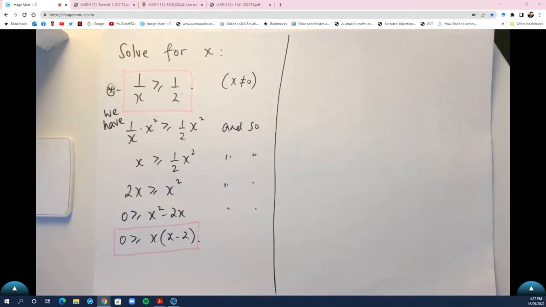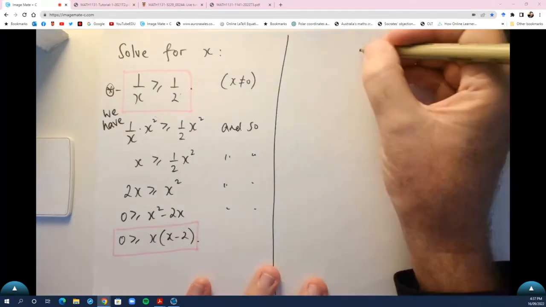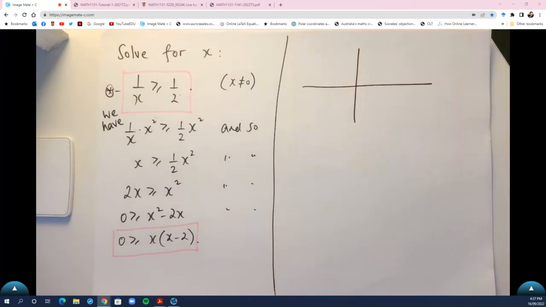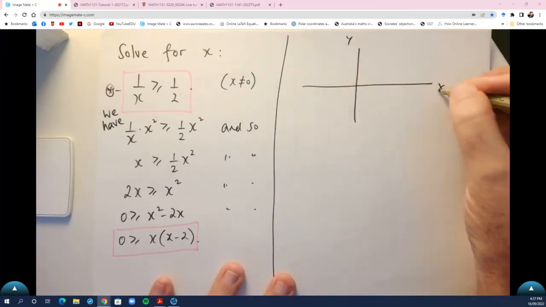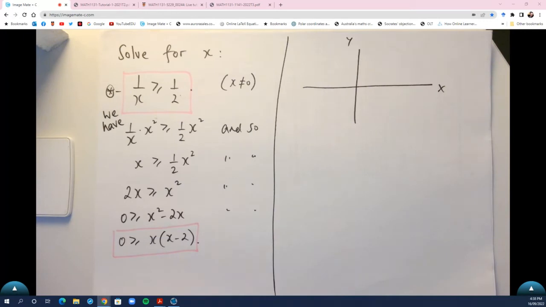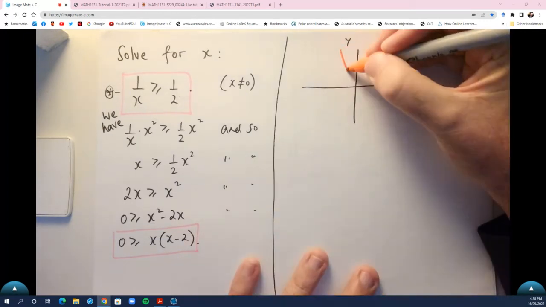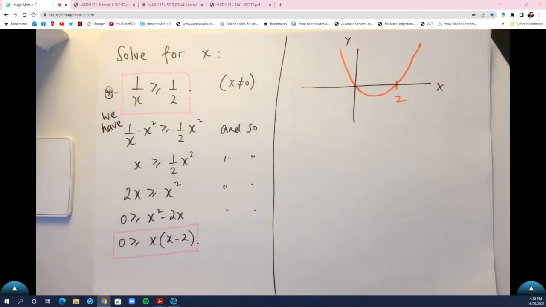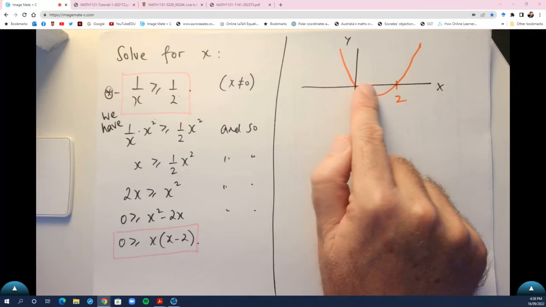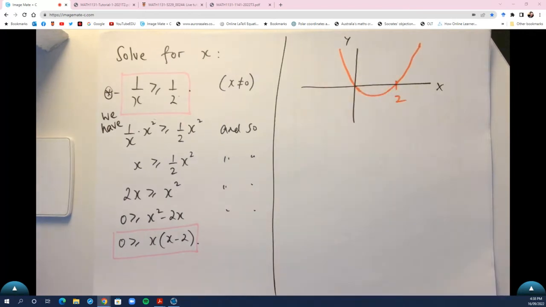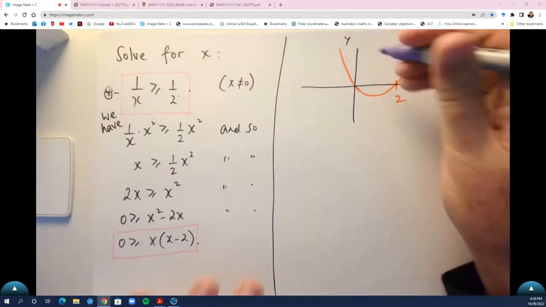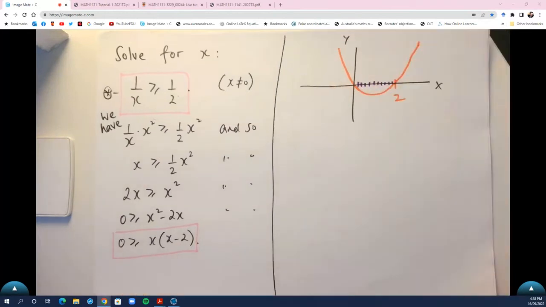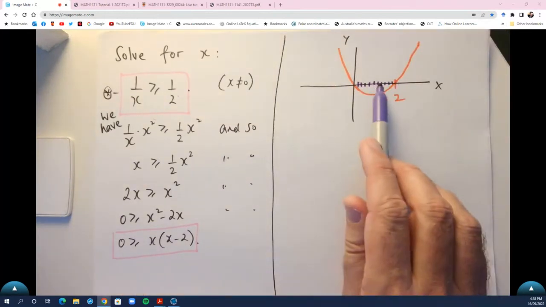Okay. So one way to do this is to go, okay, I can draw the graph of this function pretty easily. If this is my x and this is my y, and let's just draw it, it's a parabola. Okay, and now the question is, where does this graph lie below the x-axis? Well, it's in here, isn't it? So they're the values of x that I want.